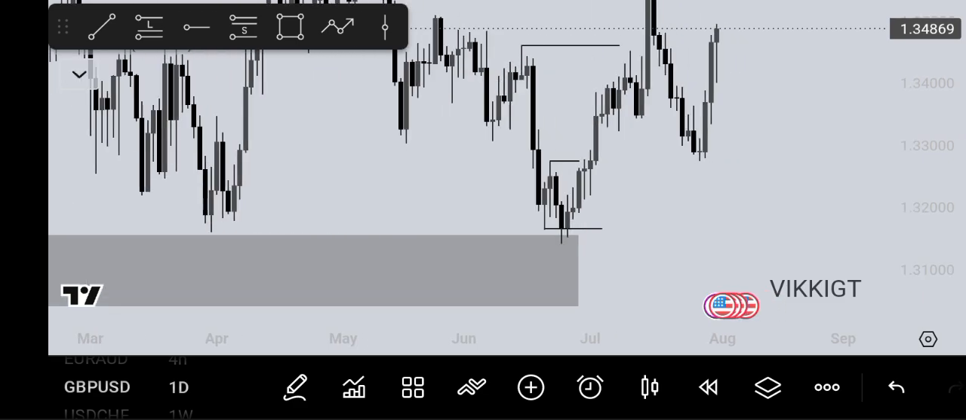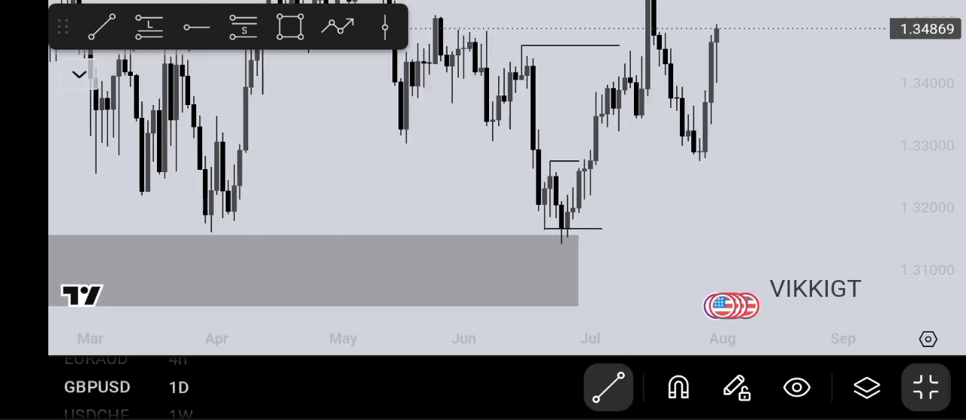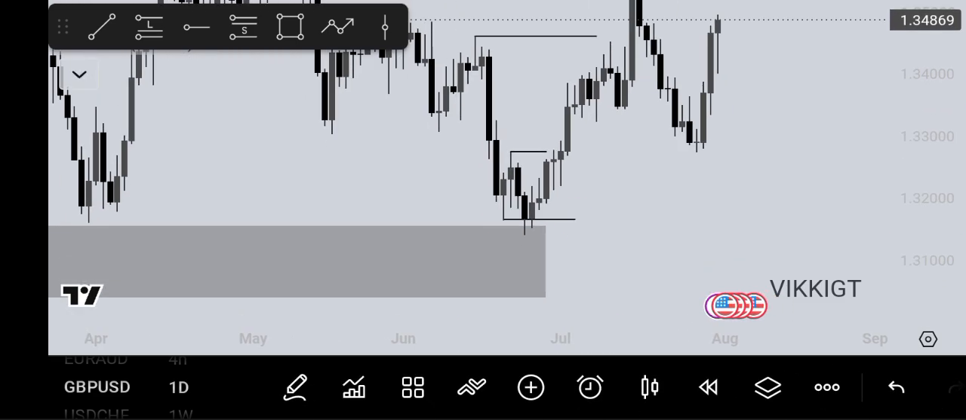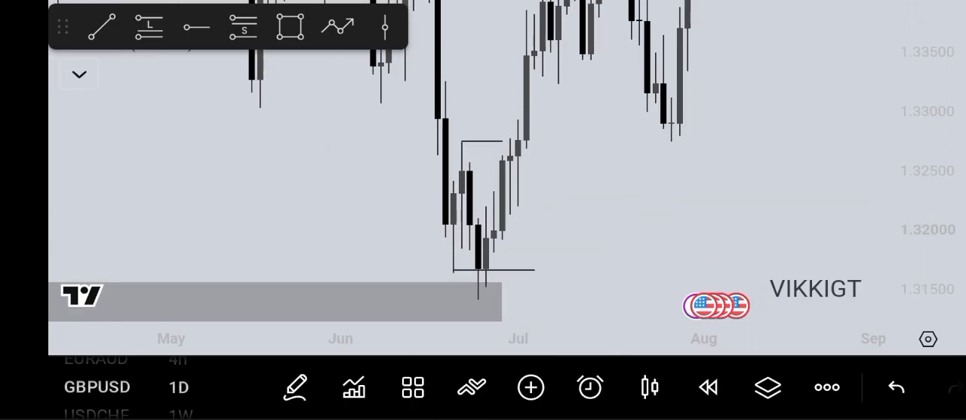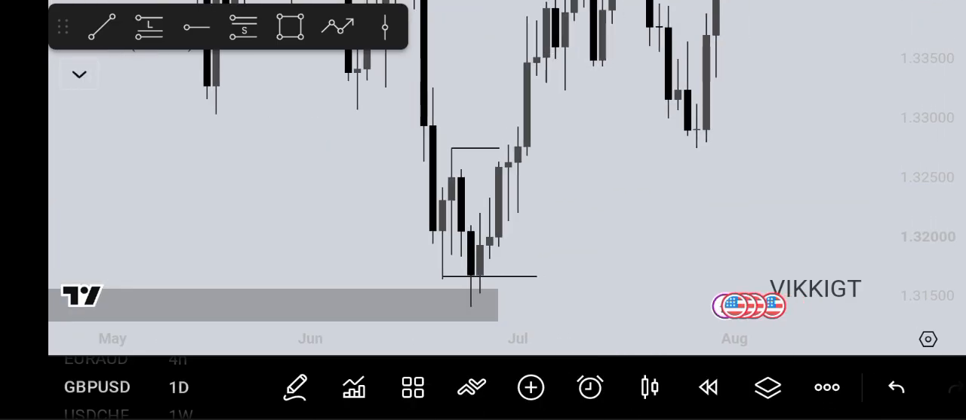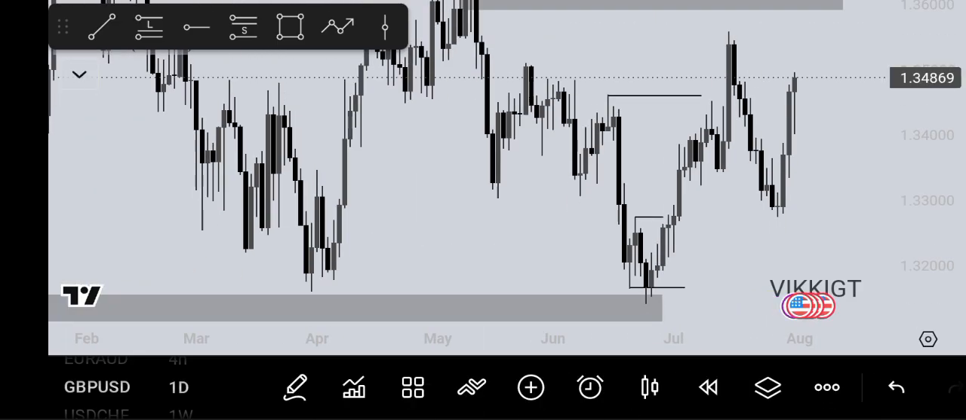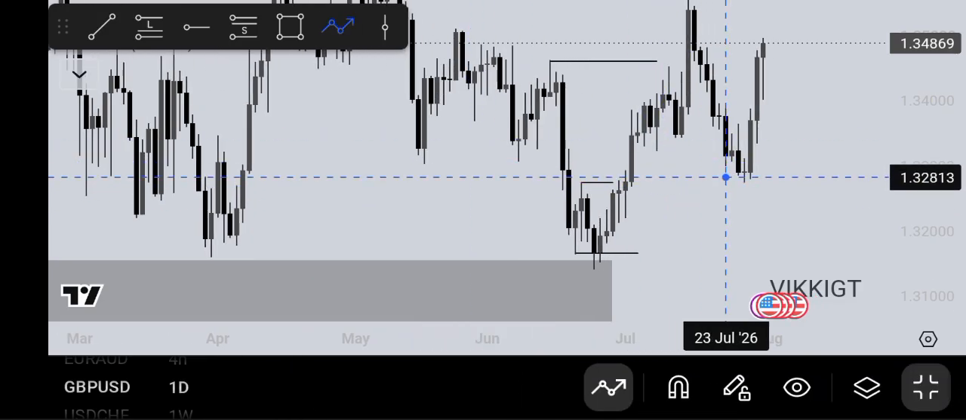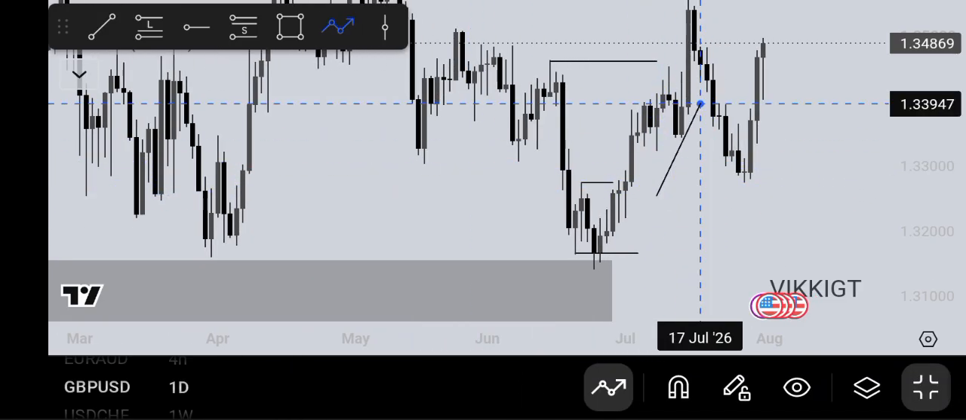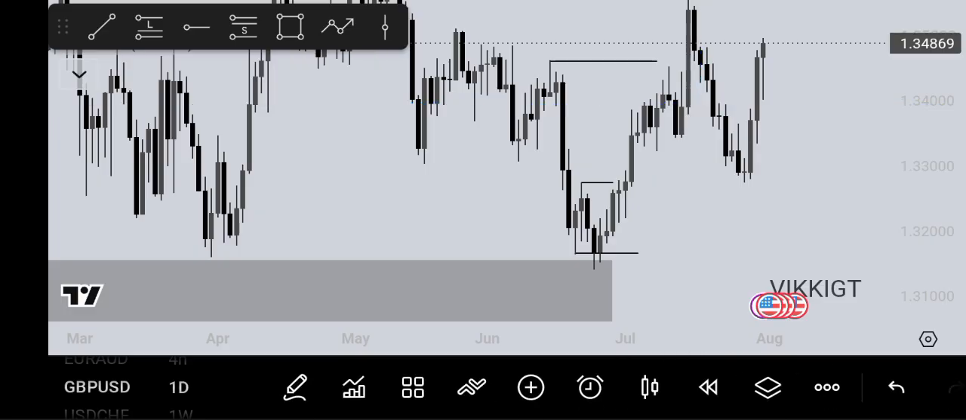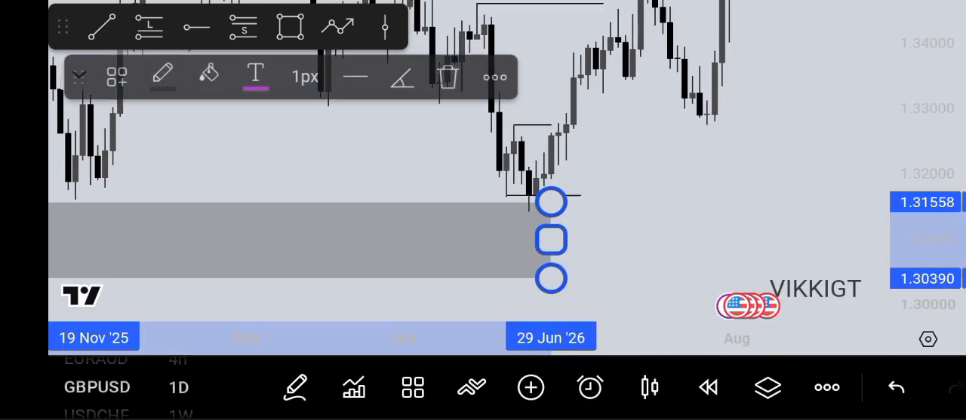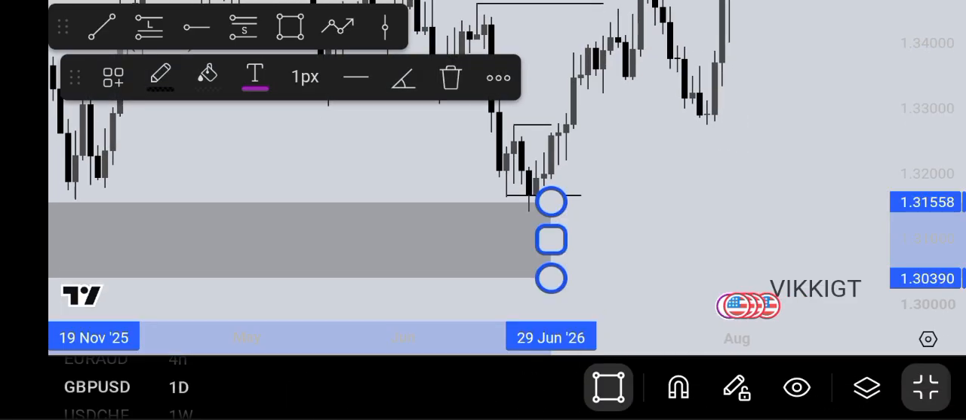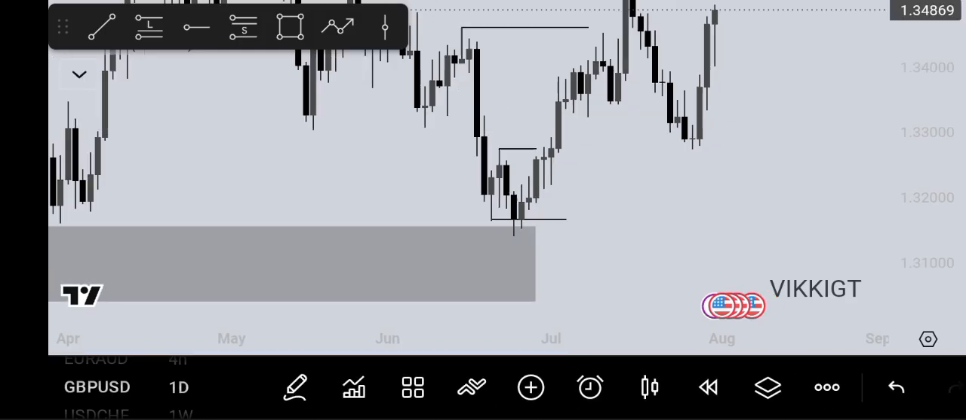So price gave us a sweep and a break of structure to the upside, or a market structure shift to the upside. And then what can we see in price? We expect price to come back to discount and give us a reaction, and then we'll continue the bias to the upside. So that's how we do it. Price gets to your key level, your demand area or supply area, you wait for a shift and then you continue to the upside.